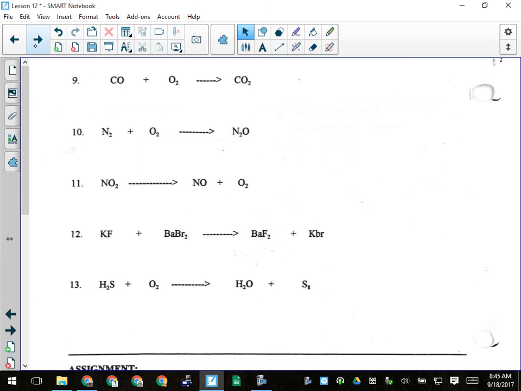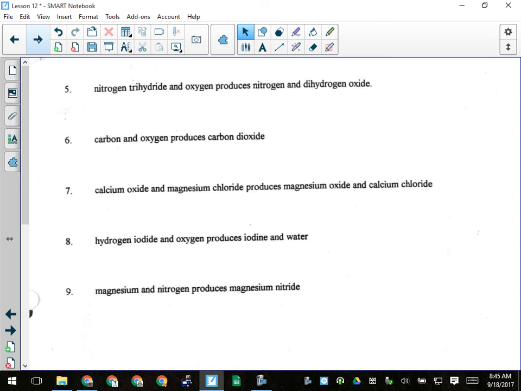Now, there's the ones that are like this, where you're writing them out in words, and then there's some that are given to you in words, and I'm going to expect them to be written out in formula form, balanced, and reaction type identified. So there's a few of each.